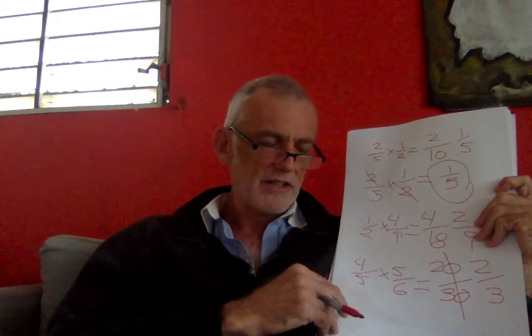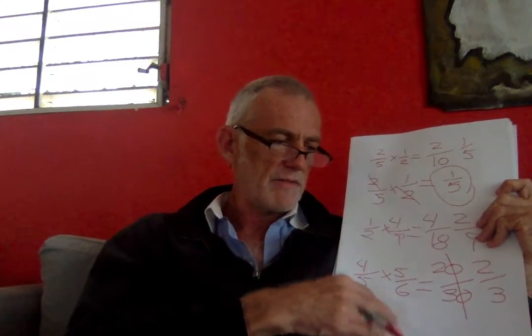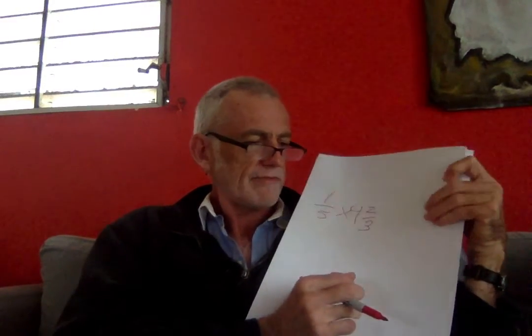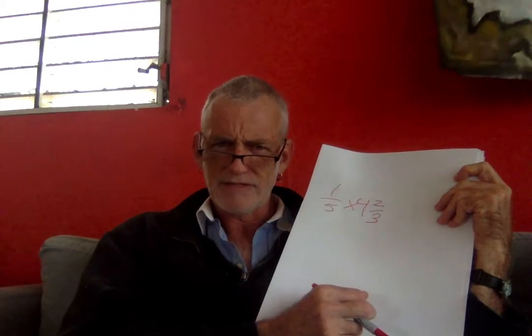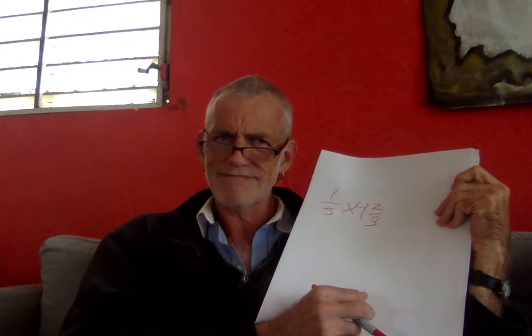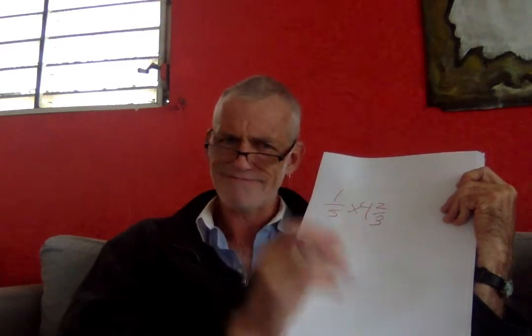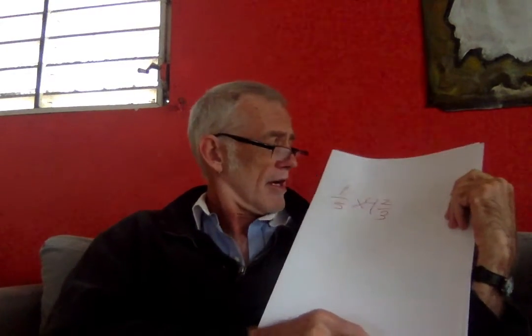All right, now we have the mixed fraction one. 1/5 times 4 2/3. I think I'm going to go buy a whiteboard today. I think it's my plan. Go for a little walk, buy a whiteboard so I can not waste all this paper.